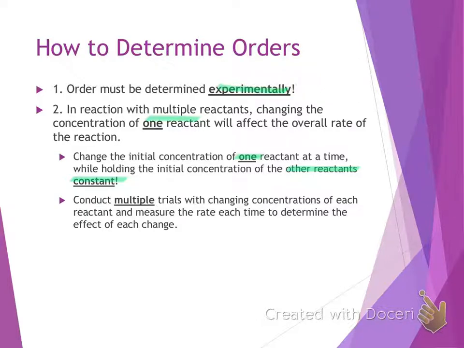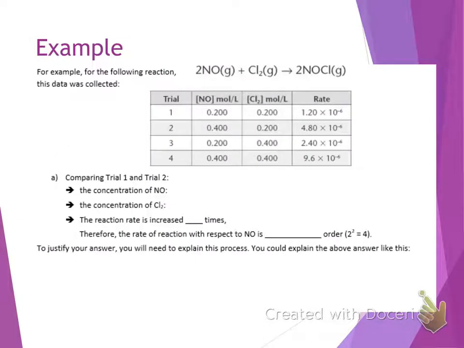And so then we would go and conduct multiple trials, changing the concentration of each reactant one by one and measuring the change in rate of each change to figure out the order of each. So a lot of times you're actually going to be given the experimental data and asked to determine the overall rate law or the order with respect to each reactant. So let's look at our first example of this.